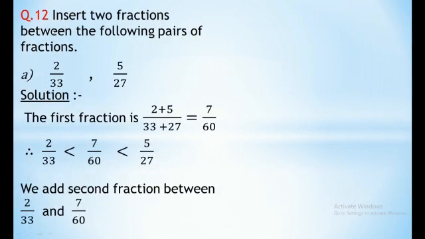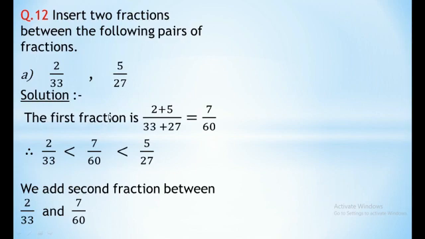Insert two fractions between the following pairs of fractions. In the previous question we found only one fraction. Now we have to find two fractions between the given fractions. So the given fractions are 2 by 13 and 5 by 27. So we have to follow the same steps.